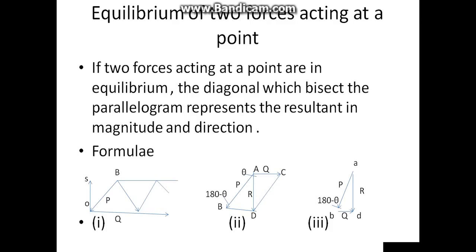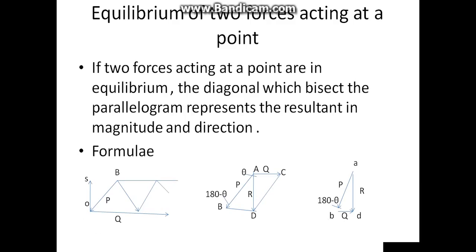Then III is when taking the parallelogram by cutting one of the sections to form a triangle. Angle ABD is 180 minus theta, where P is opposite to capital R. R is opposite to capital Q.